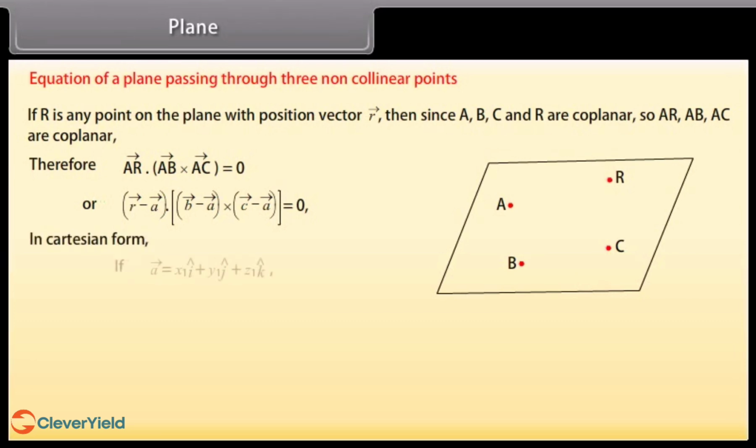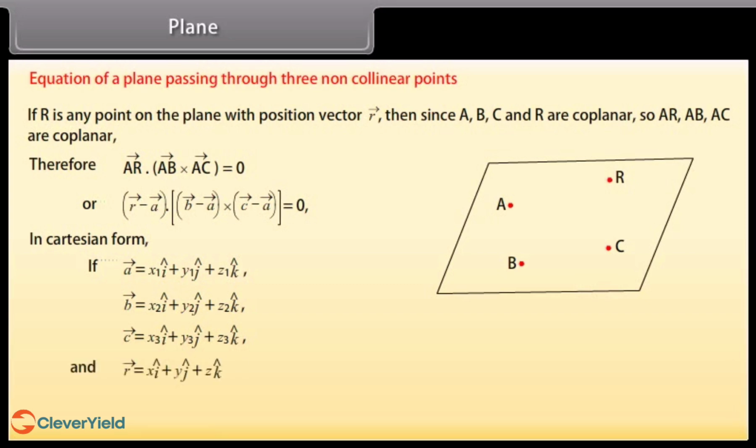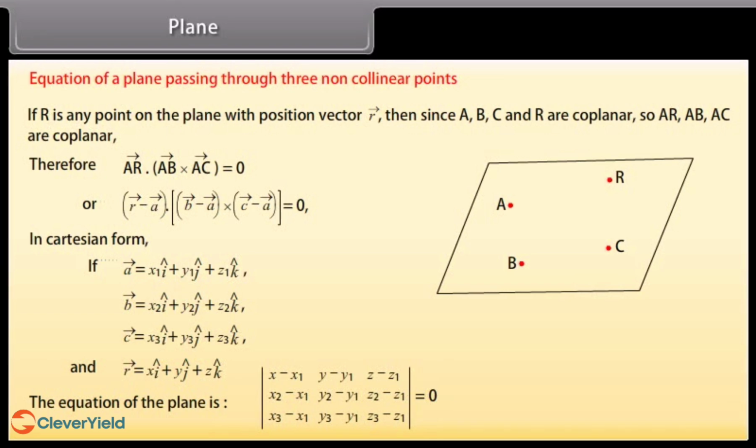In Cartesian form, if vector A equals x1 i cap plus y1 j cap plus z1 k cap, vector B equals x2 i cap plus y2 j cap plus z2 k cap, vector C equals x3 i cap plus y3 j cap plus z3 k cap, and vector R equals x i cap plus y j cap plus z k cap, the equation of the plane is determinant row-wise. First row, x minus x1, y minus y1, z minus z1. Second row, x2 minus x1, y2 minus y1, z2 minus z1. Third row, x3 minus x1, y3 minus y1, z3 minus z1 equals 0.